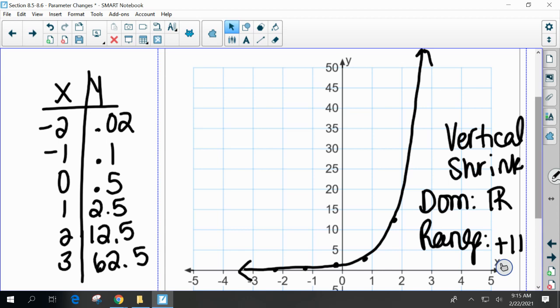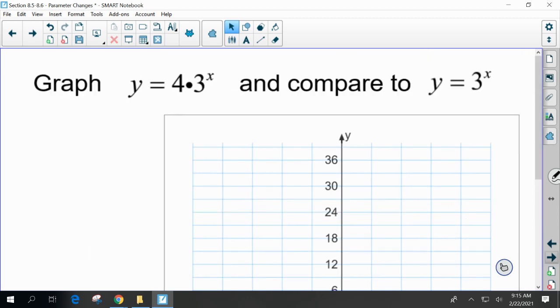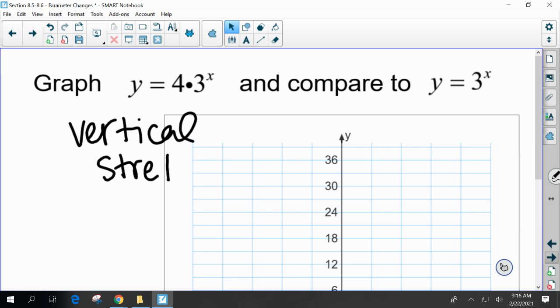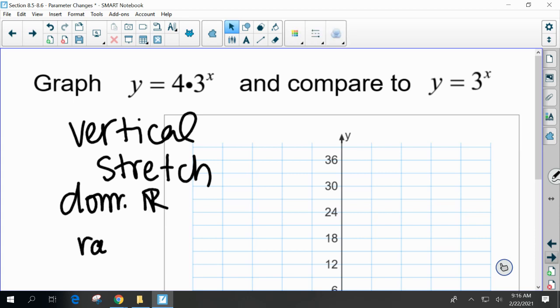Okay. I want to kind of skip through a couple. So if we look at just this one, we're not going to graph it, but what parameter change happened? Vertical stretch. And if you had to guess, what do you think your domain and range would be? Oh, all real numbers and then positive, because there was no negative involved. So that would be our domain and range. And I can tell all of that without graphing.